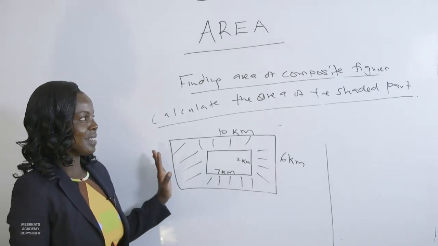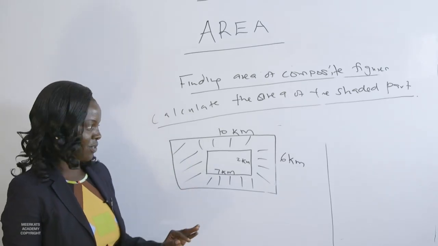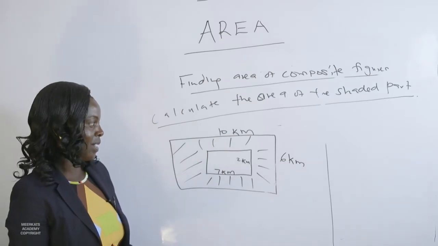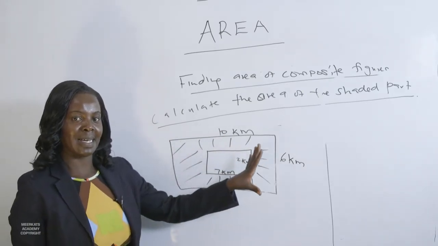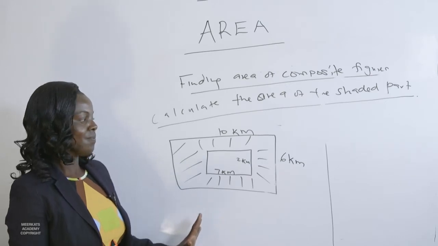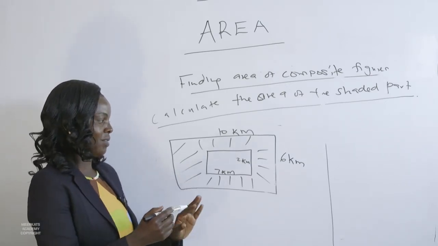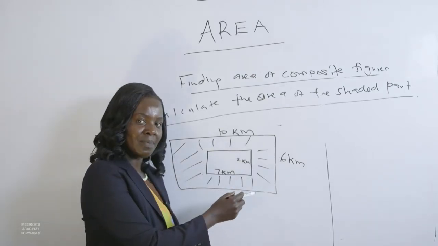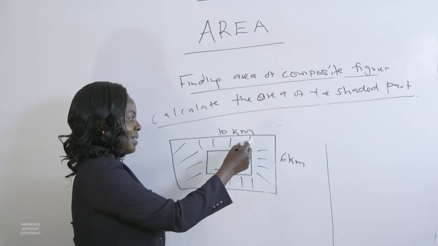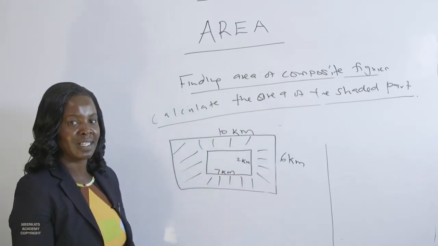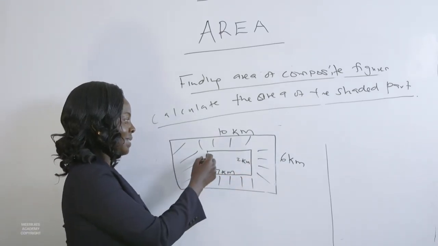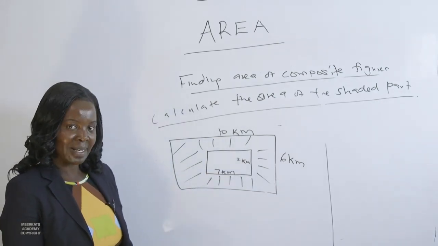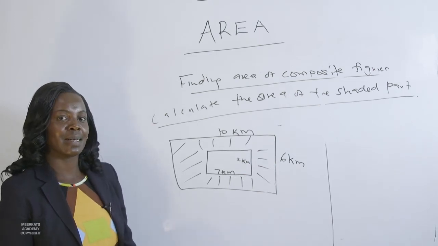So this is calculating the area of a composite figure by subtraction, because you realize that the surface inside is not what is required. So we will calculate the area of the larger rectangle. If we calculate the area of the larger rectangle, we'll have all the surface covered, and then we will calculate the area of the smaller rectangle, and that is the area that is not required. That means we shall then subtract.